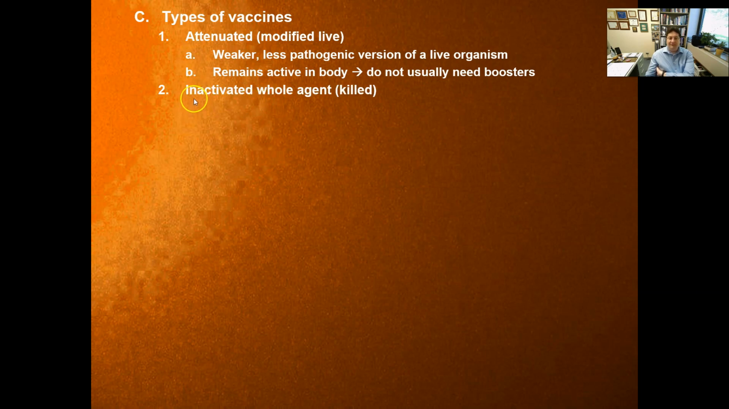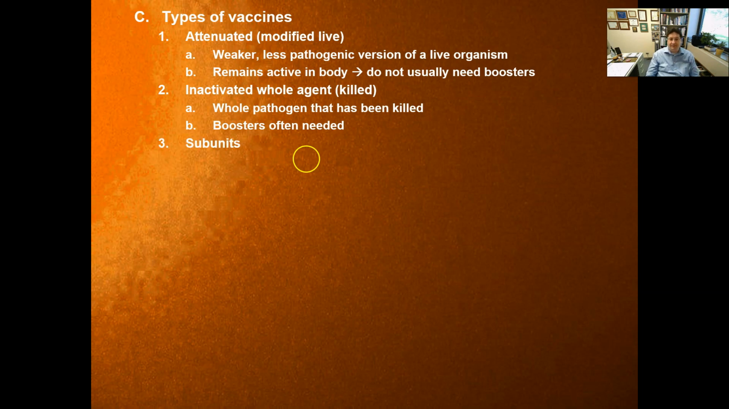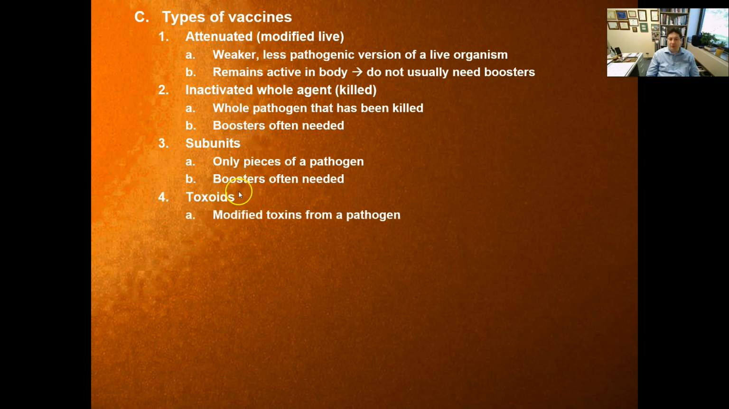Number two, you could have an inactivated whole agent. This is a whole pathogen, the whole disease-causing organism that's been killed. We put it into a vaccine. Boosters are often needed. You could use subunits. Subunits are only pieces of a pathogen. Again, boosters often needed. Toxoids is where we make a vaccine not from the pathogen itself, but from the toxins or poisons or substances that it produces. These are pretty long-lasting, but again, boosters often needed.